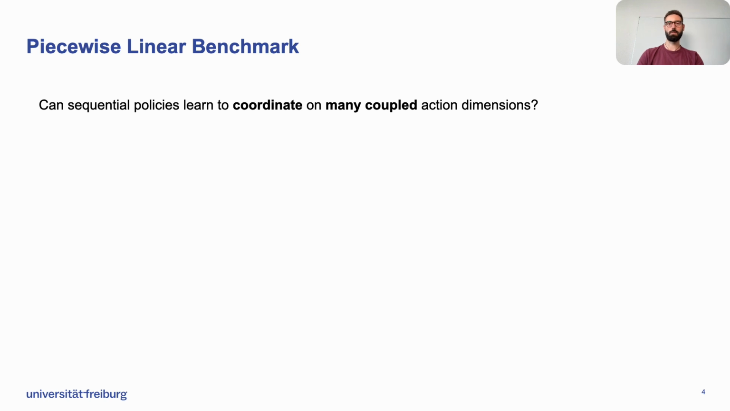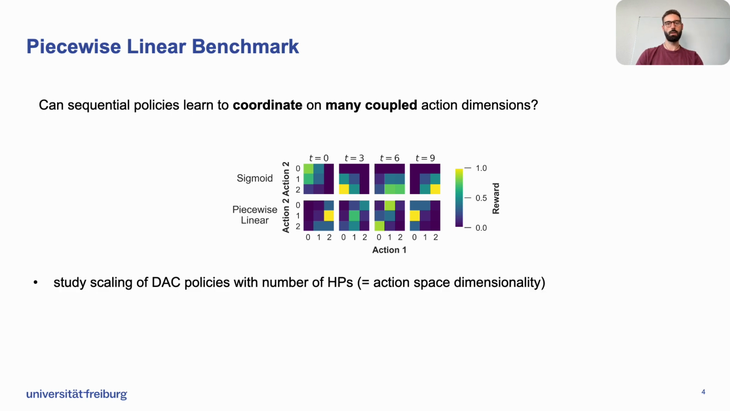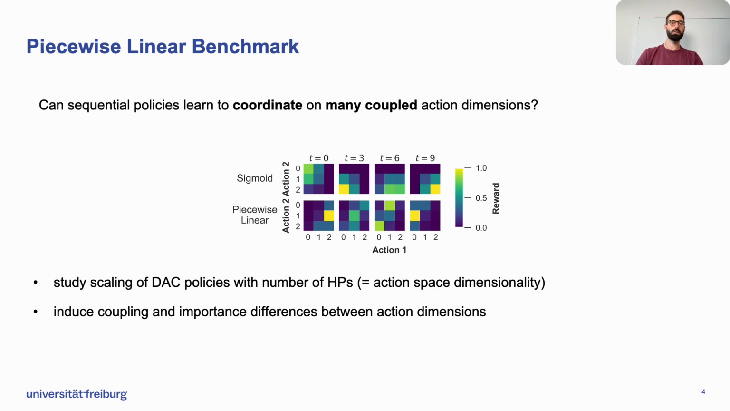In order to answer the question whether sequential policies are suitable to learn coordination over many coupled action dimensions, we defined the piecewise linear toy benchmark. It builds on the Sigmoid benchmark that was introduced in prior work. It was designed to investigate the ability of RL algorithms to scale with the number of action dimensions. Our new benchmark adds interaction effects and importance differences between the action dimensions while still allowing to scale their number. This is illustrated by the comparison of the reward surfaces at different time steps. Here we see that action dimensions can be optimized independently in the Sigmoid benchmark, but this is not possible for the piecewise linear benchmark due to interaction effects.